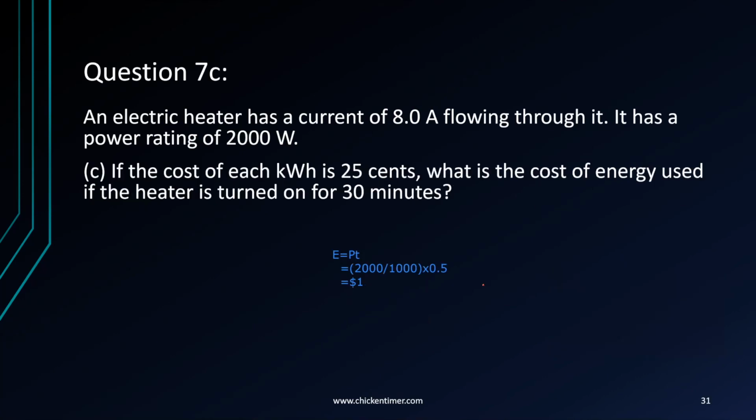Okay, wait. Energy is power times time. So you have power is 2, then time is half an hour. So the unit is wrong. It's 1 kilowatt hour.